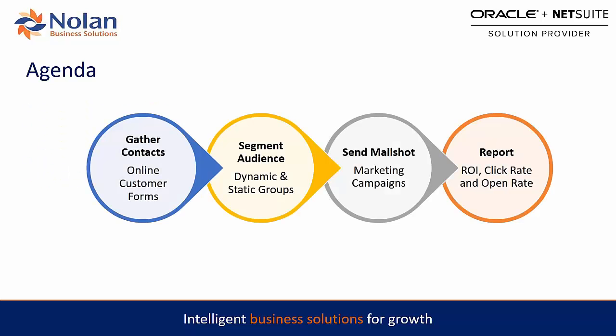So as we can see here, we're going to go through the 4-step process of gathering contacts using online forms, segmenting your audience just like you would in the Mailchimp or Salesforce applications, using dynamic and static groups. We'll be sending a mailshot using a marketing campaign, and we'll be reporting on key metrics provided by that. So we'll be reporting on things like ROI, which is bigger picture in terms of sales, how much money you actually get back from your investment, and then your key marketing metrics such as click rate and open rate.